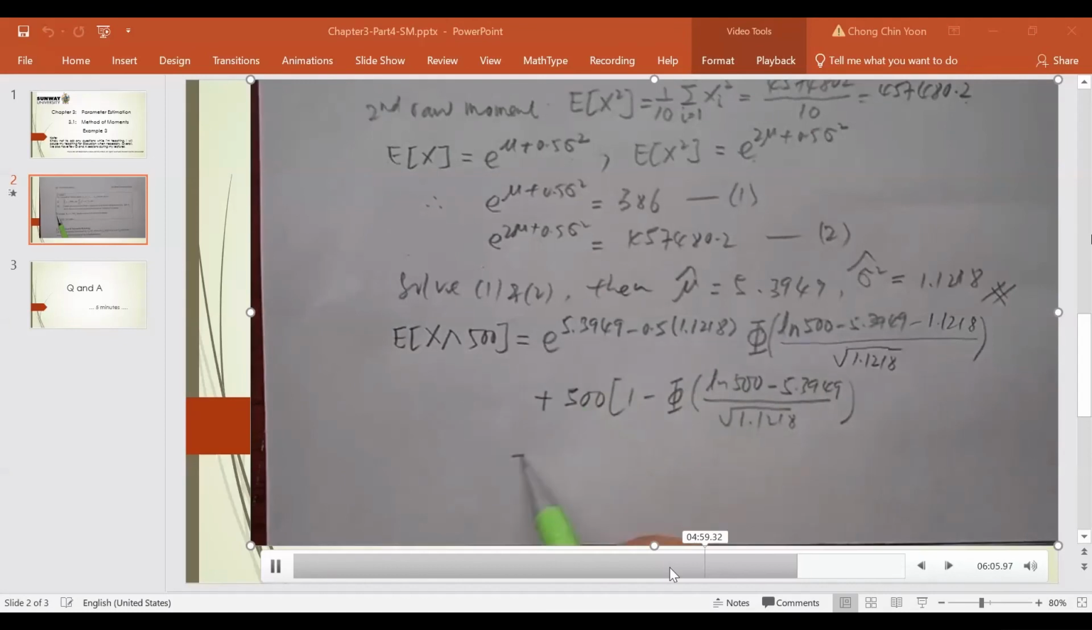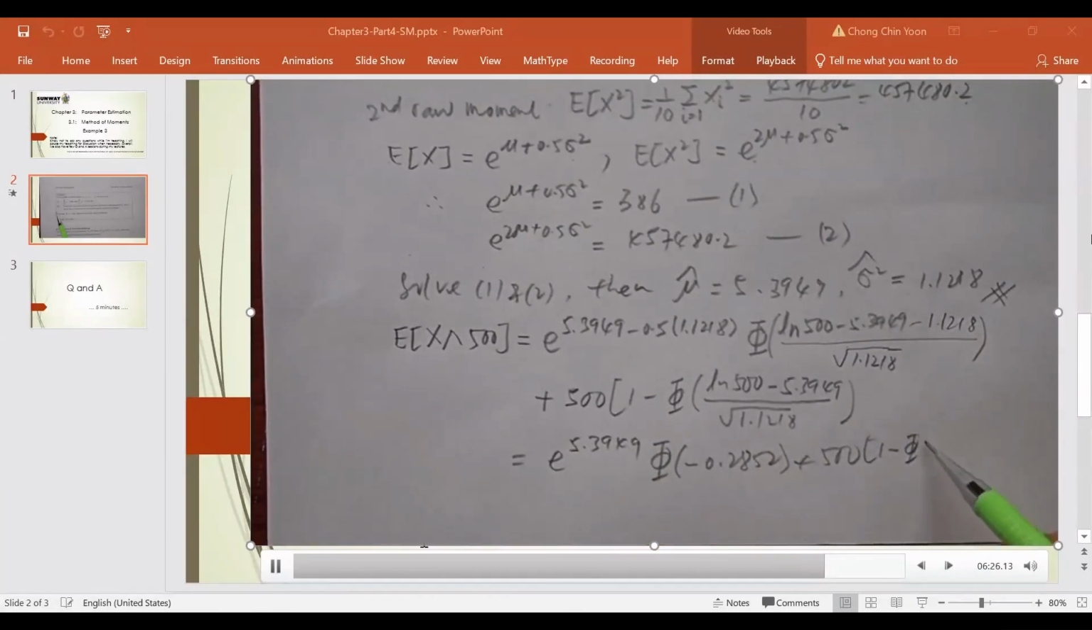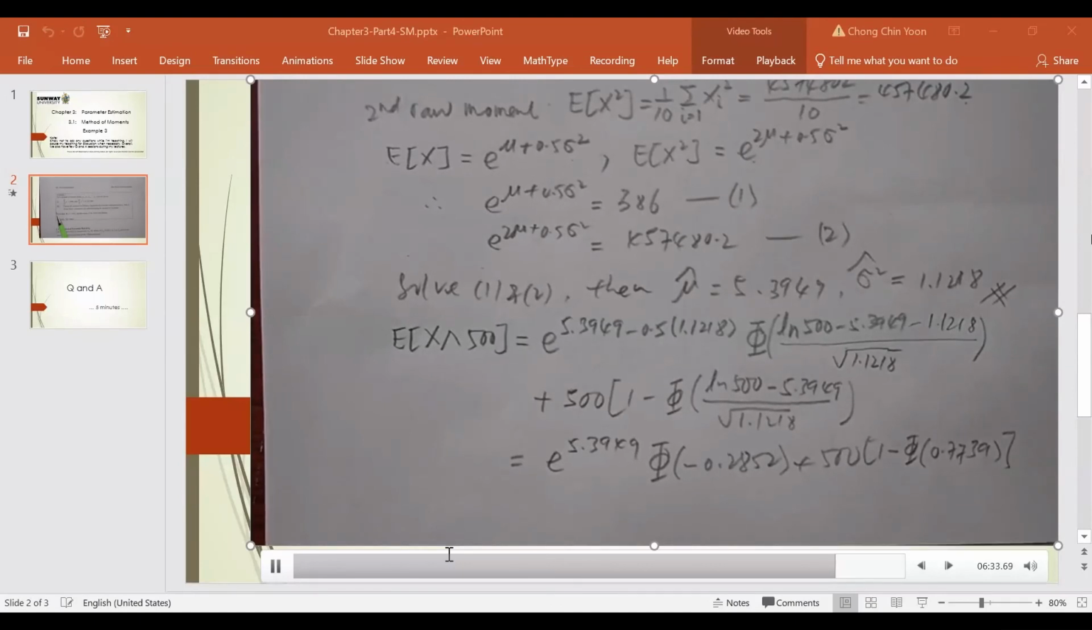So we try to simplify this. We will have exponential to the power of 5.3949 multiplied by the CDF at negative 0.2852, plus 500 multiplied by this result, which is 1 minus the CDF at 0.7739. So if we do further calculation, we have the result, which is 259.4.